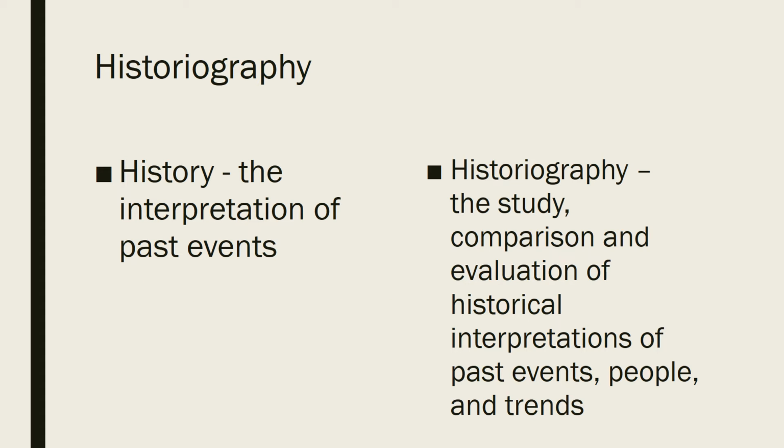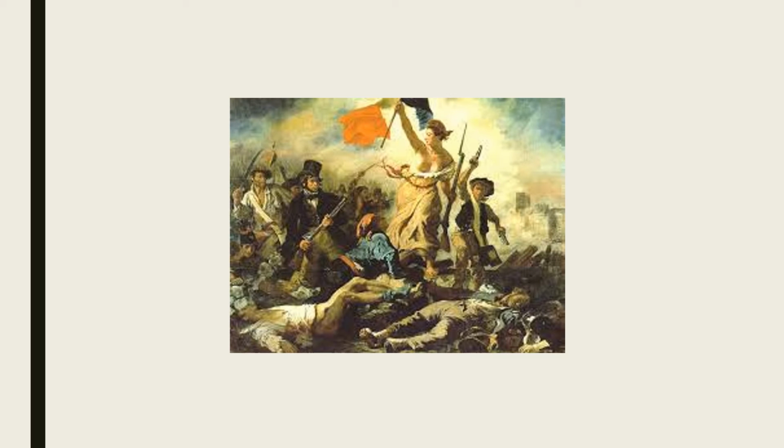So, to clarify, for us, historiography will be the study, comparison, and evaluation of historical interpretations of past events, people, and trends. We're not only interested in interpreting the past, but also understanding how historians over time have developed multiple interpretations of the past. For example, the French Revolution, where there's quite a bit of historical scholarship being conducted. According to Kavanaugh, the classic interpretation of the French Revolution took a Marxist approach to look at class conflict as the major causes of the French Revolution.